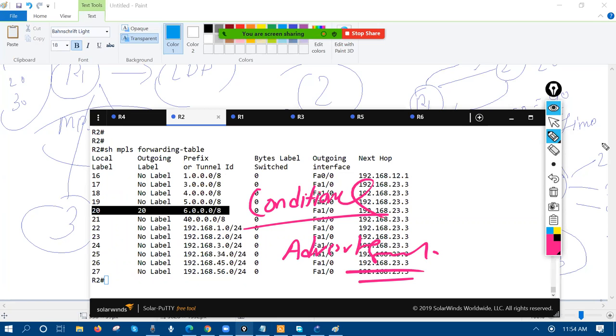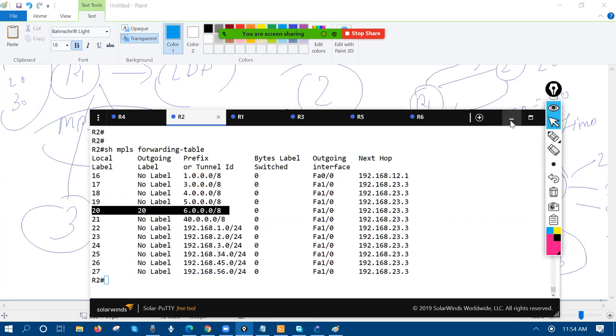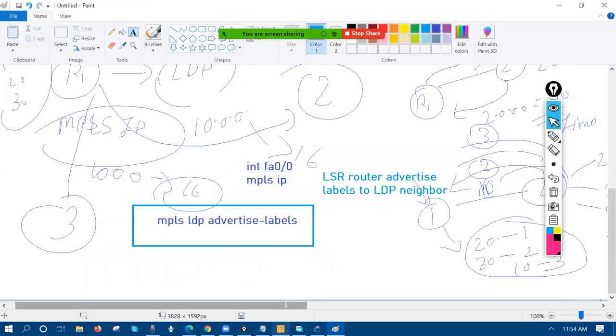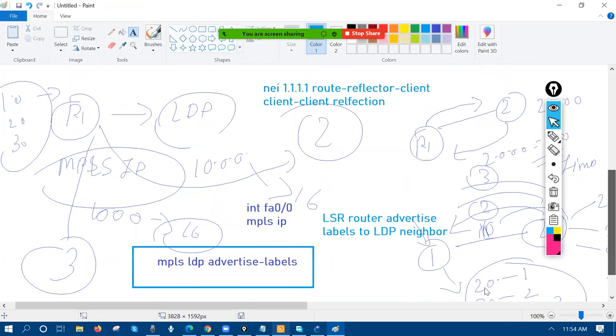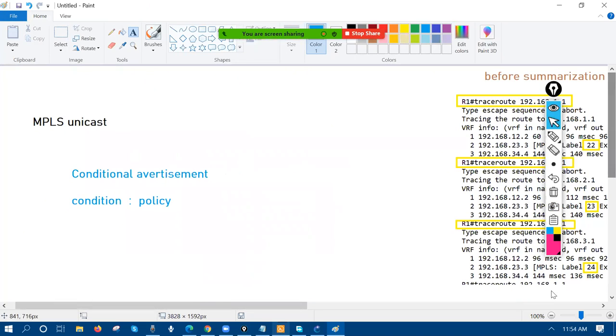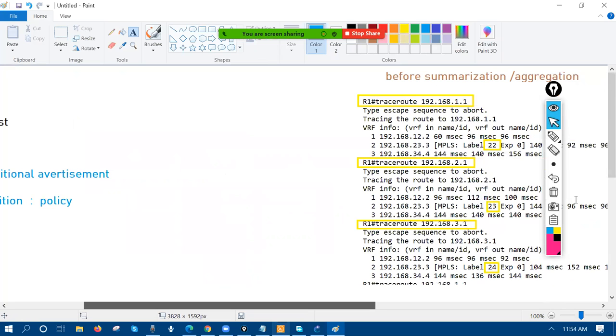What is two, sir? I mean, two is the physical interface. Okay, tell me one. Two is... Just write on these commands. This command is not given in your book, right?